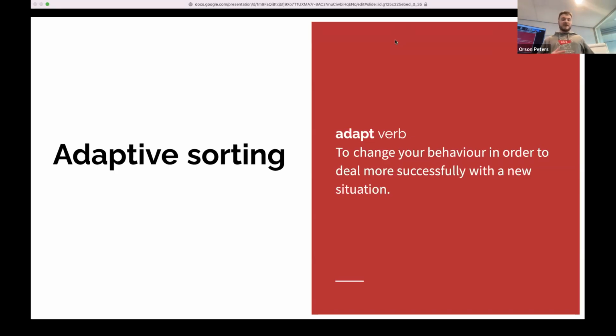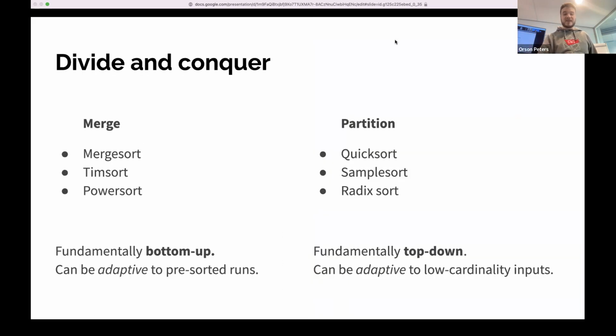I also want to quickly talk about adaptive sorting. So I already said it's robustly adaptive to low cardinality and ascending inputs. And that essentially means that if your input already contains pre-sorted sequences, or if your input consists of many elements that compare mostly equal, we can take advantage of that.